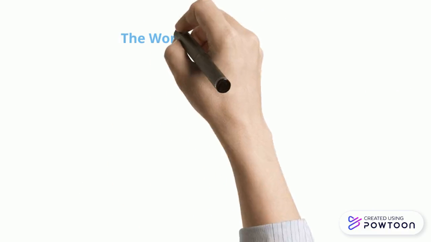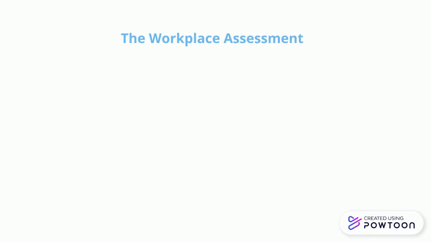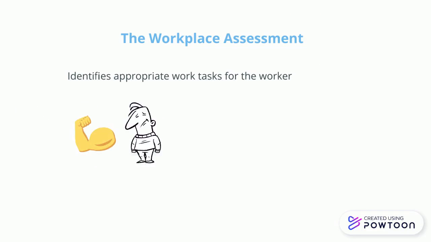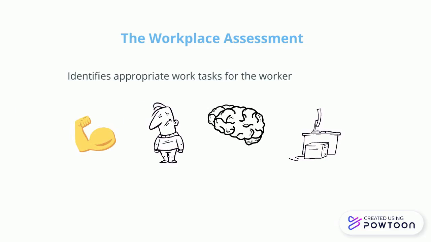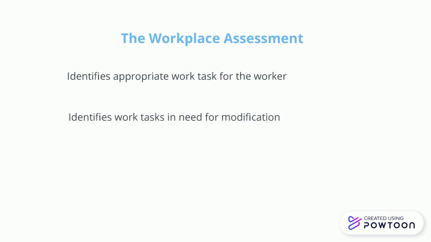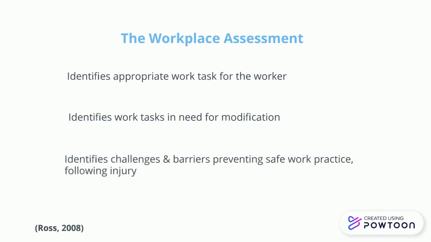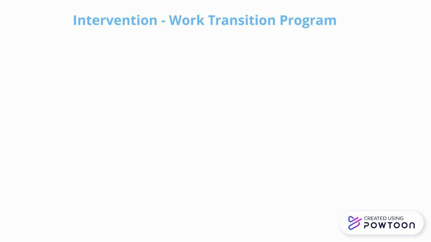The next assessment we will discuss is the workplace assessment, which is typically used to identify the appropriate work-related tasks the client is capable of performing, whilst also considering the physical, psychological, cognitive, social, and environmental demands of their occupation. The assessment also looks for the tasks that are in need of modification in order to match the capacities of the client, whilst adjusting any tasks that may pose challenges or barriers following their injury. This will be our last intervention for today.